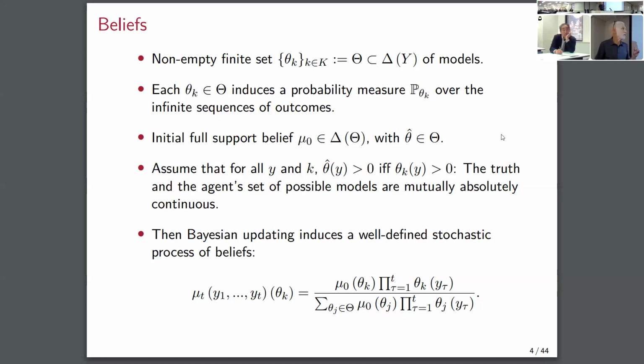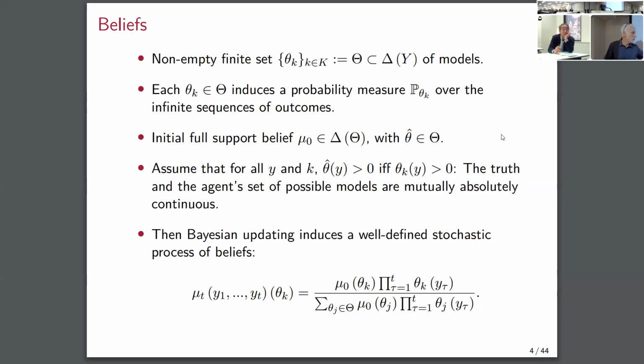Okay. So this ensures that Bayesian updating is always well defined, and also means that no one observation can tell the agent that it can't be the model because this couldn't have happened under my model. So with this assumption, Bayesian updating induces a well-defined stochastic process of beliefs.